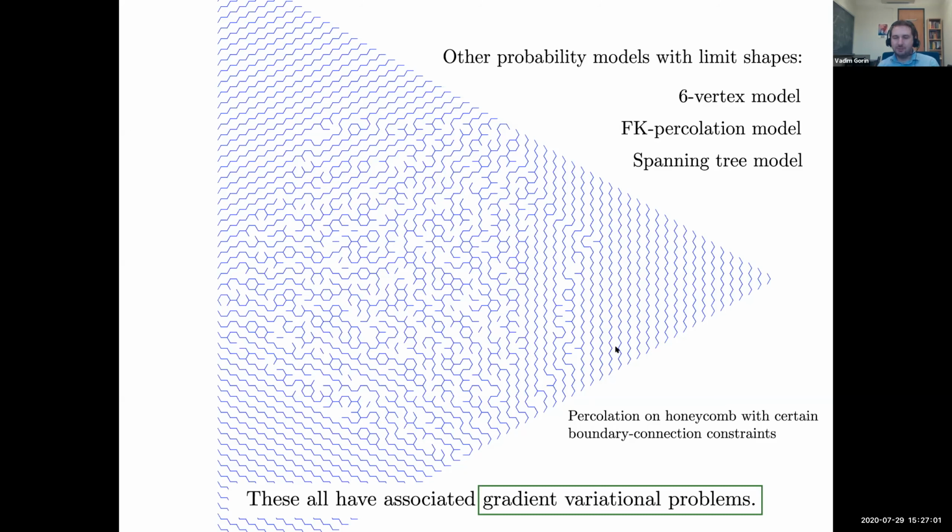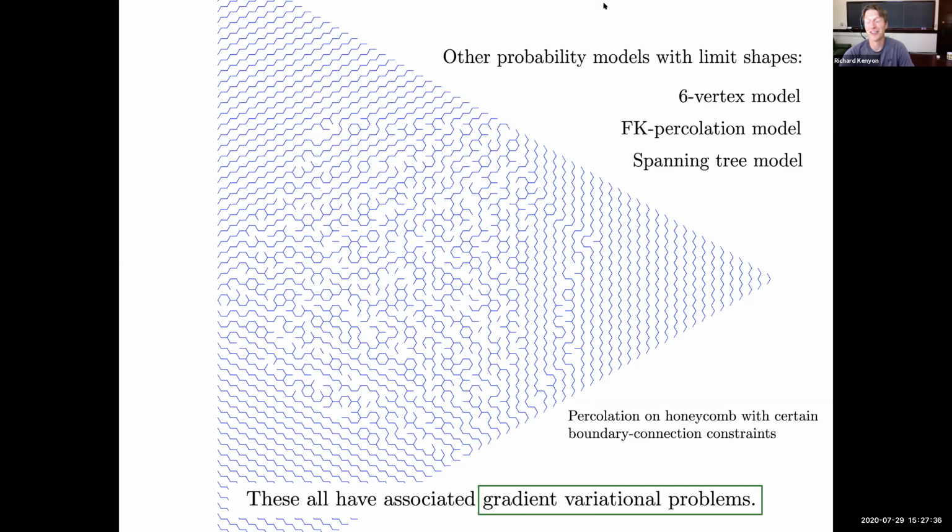So there is yet another question in chat from Anthony. It says, in which scenarios is it preferred to use the 6 vertex model over the spanning tree or the FK percolation models? That's kind of a vague question. Well, we'd like to think that they're the same, but of course they have some important differences.